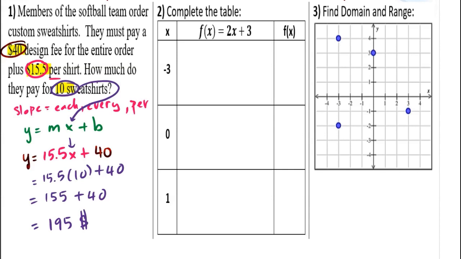Alright, number 2. We're going to find f of negative 3. All you have to do is plug in negative 3 for x. We have f of x equals 2x plus 3. That turns into f of negative 3 equals 2 times negative 3 plus 3. 2 times negative 3 is negative 6, plus 3 gives me negative 3.